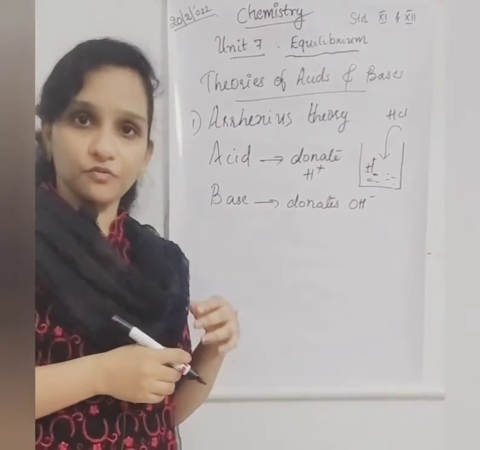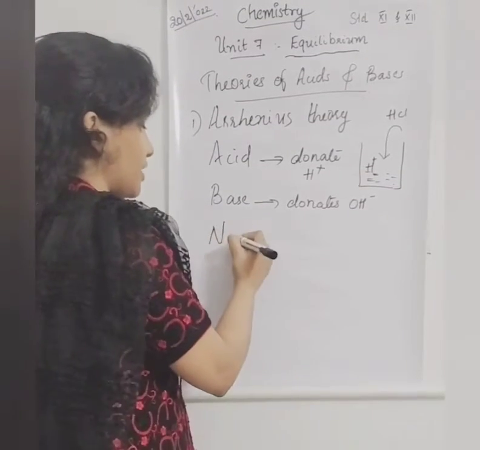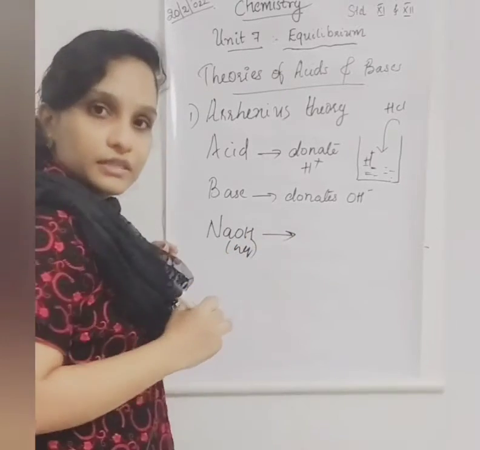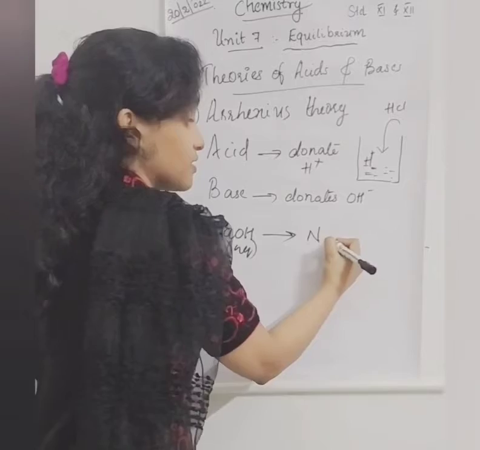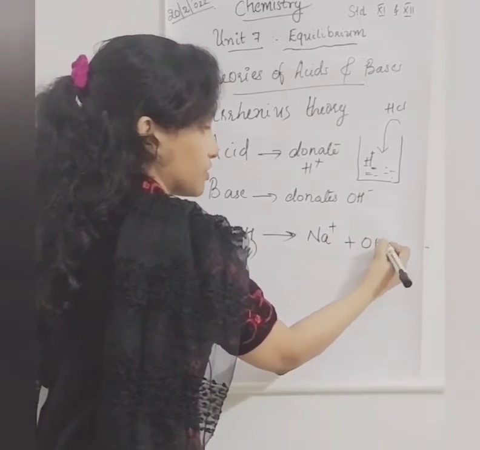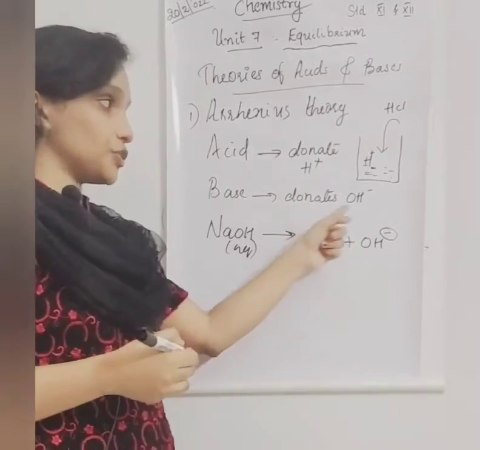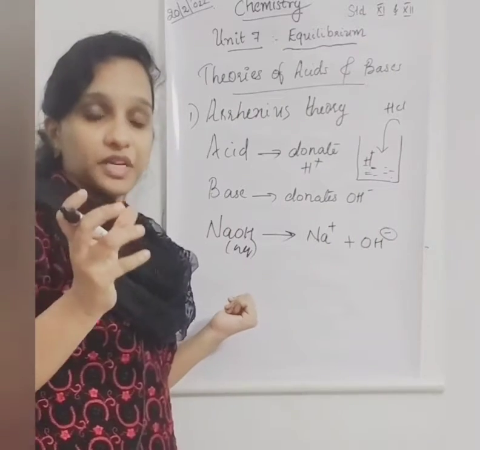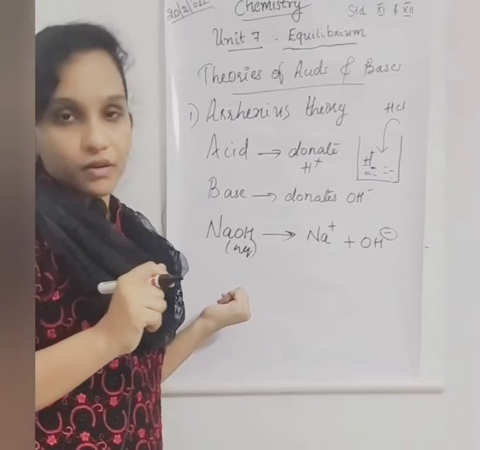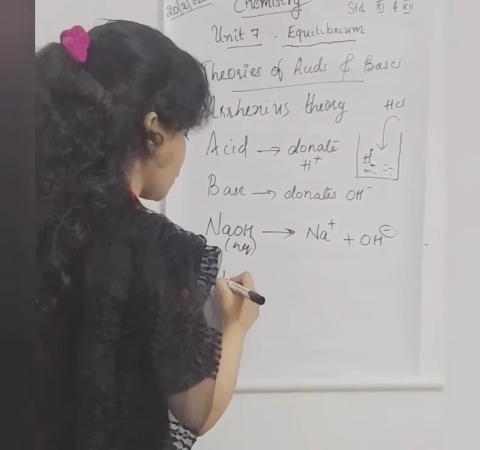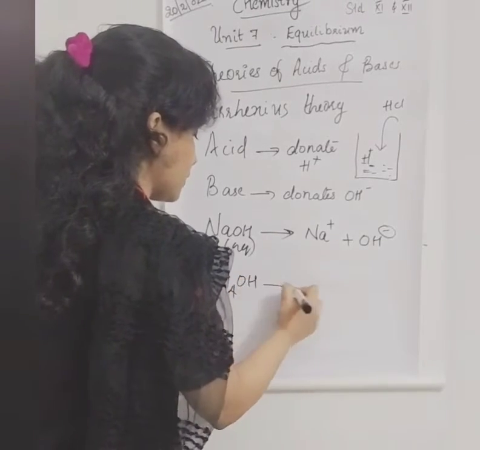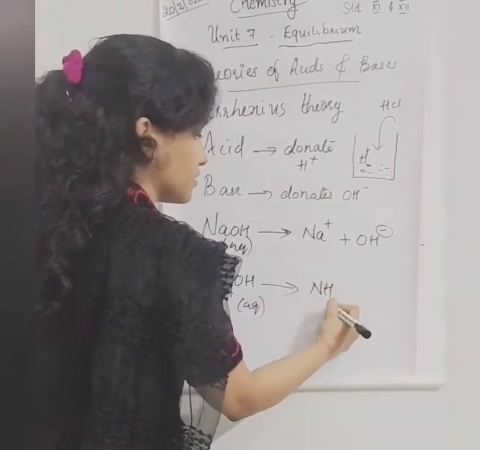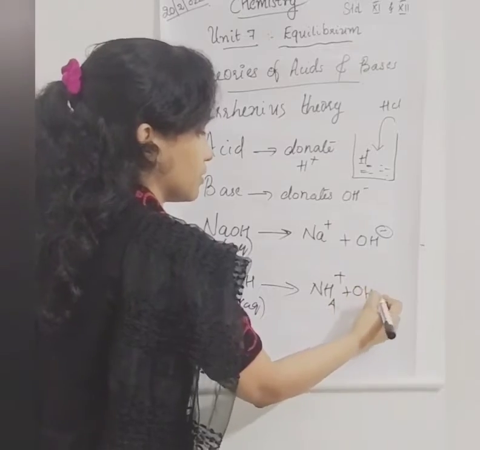Now let's see the example of base. Sodium hydroxide is a strong base. In aqueous solution, it produces Na plus and OH minus. See, base is a substance which donates OH minus. Can you give me a weak base? Ammonium hydroxide, NH4OH. In aqueous solution, it gives NH4 plus and OH minus.